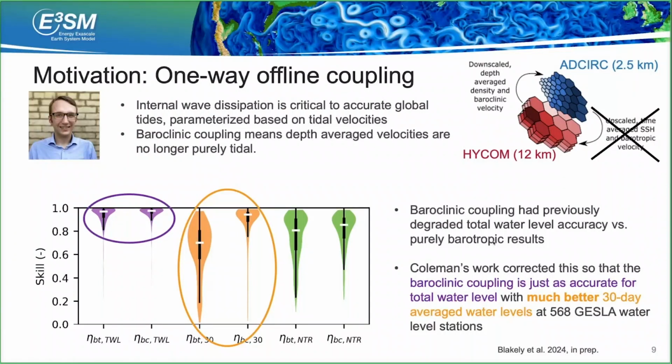And so previously, before Coleman's work, this baroclinic coupling had actually degraded the total water level accuracy of this model versus purely barotropic results. But now you can see in the purple here, this is the distribution of errors compared to observations at about 570 different global water level stations. The water levels between the barotropic on the left and the baroclinic coupled model on the right are comparable, if not better. And the huge improvement here, again, is in the representation of these average 30-day water levels.